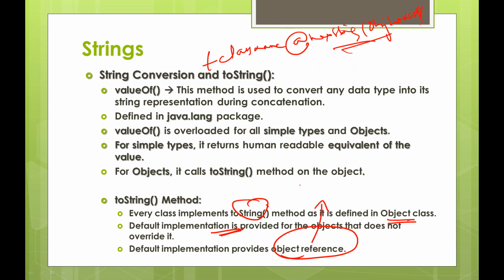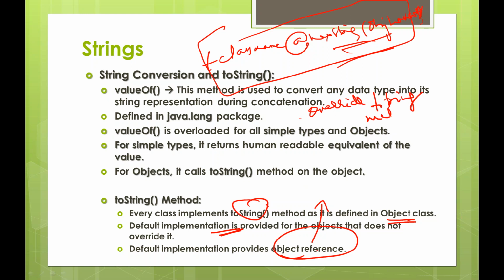So if you try to print some object reference which does not implement the toString method, that object will be printed in this format. Okay, that object will be printed in this format. So it is always advised, it is always better to override the toString method for whichever class you create.